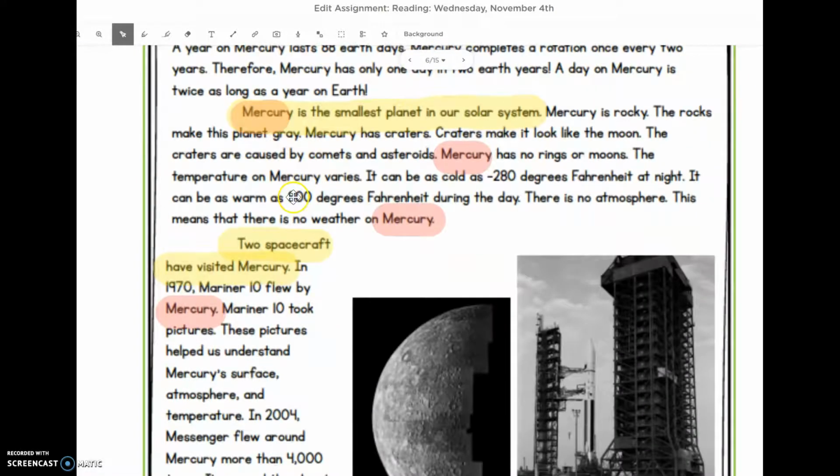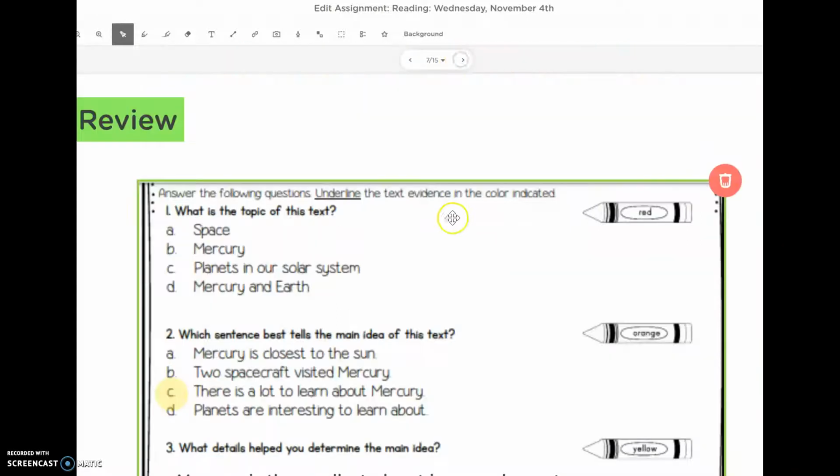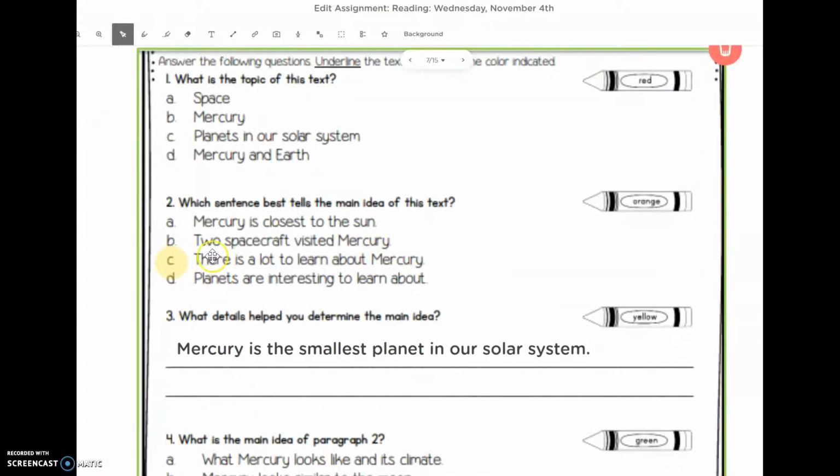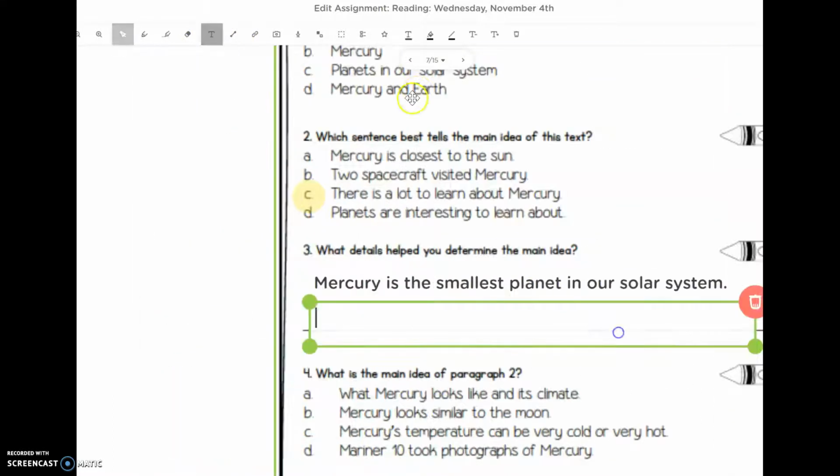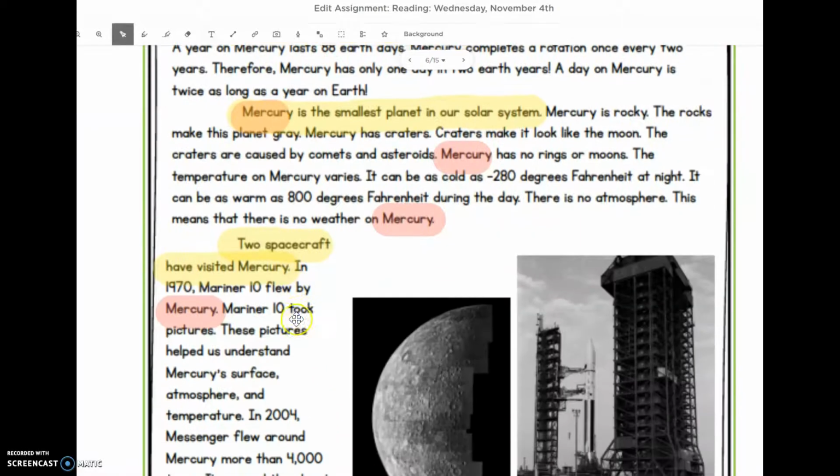I can look at the heading of another paragraph. 2 spacecrafts have visited Mercury. That is another sentence that supports our main idea. There's a lot to learn about Mercury. I'll have to go back and look at that again. 2 spacecrafts have visited Mercury.